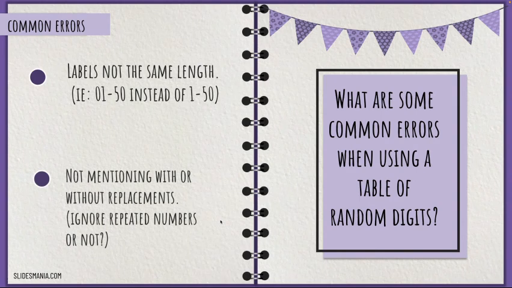And then not mentioning with or without replacement. So you have to address ignoring repeats or not. Okay, you have to cover all your bases whenever you're writing this out. So it's very clear, very concise language. The reader should not have to guess anything because remember, they have to act like they know nothing. Okay, that is it for our section.